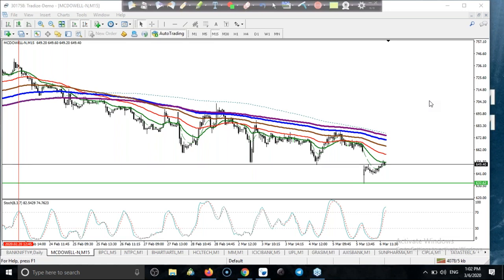All right, so stay away from this market at that time and wait for a proper trending market. When it is running as a proper trending market, at that time you trade, you just enter this market.